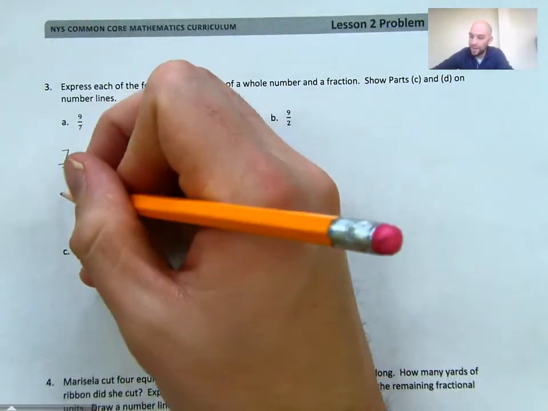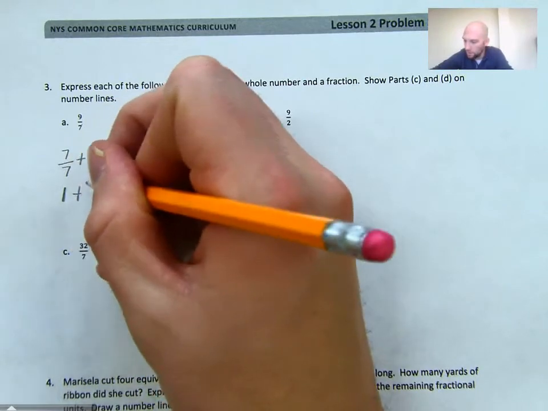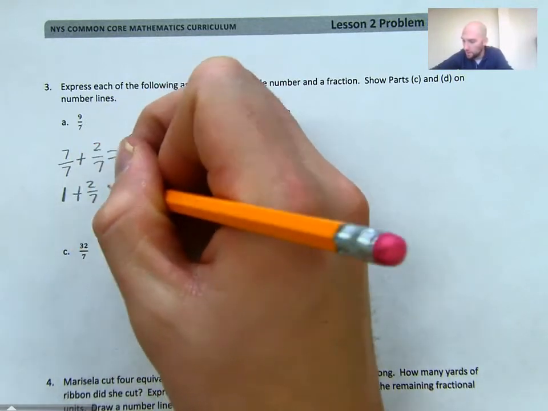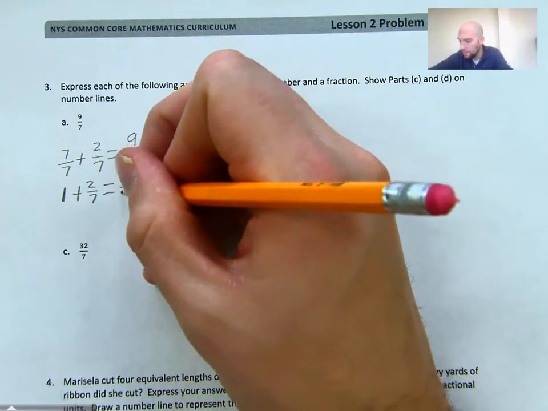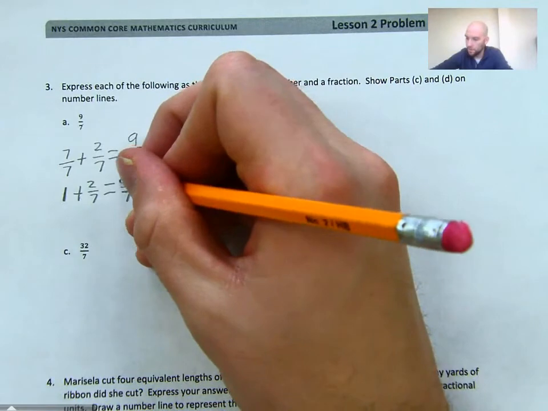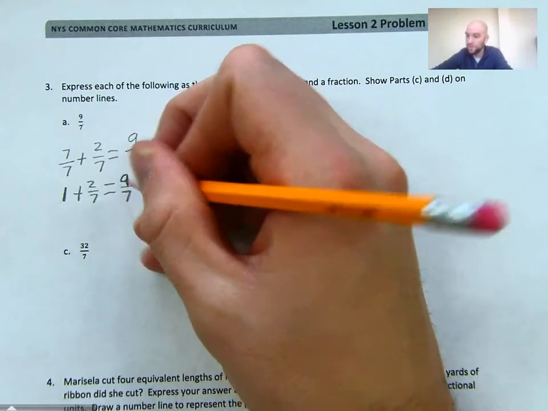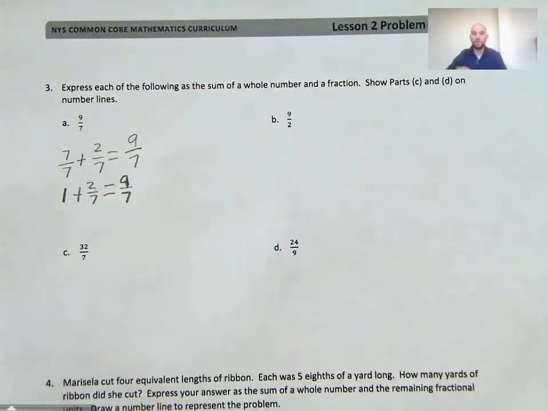I can also write that as 7/7 is 1 whole plus 2/7 equals 9/7. 1 plus 2/7 could also be 1 and 2/7. 1 and 2/7 is 9/7. Those numbers are equivalent.